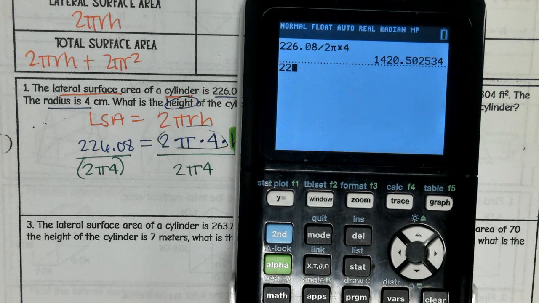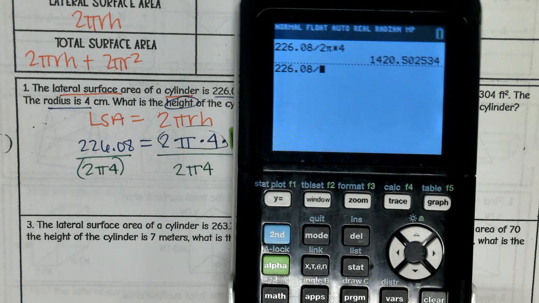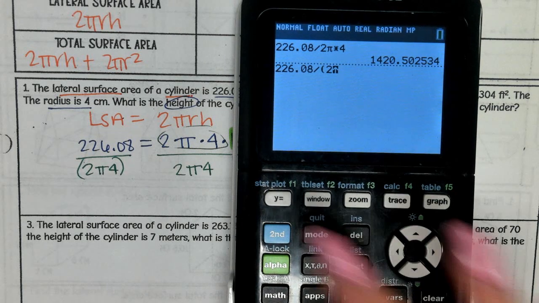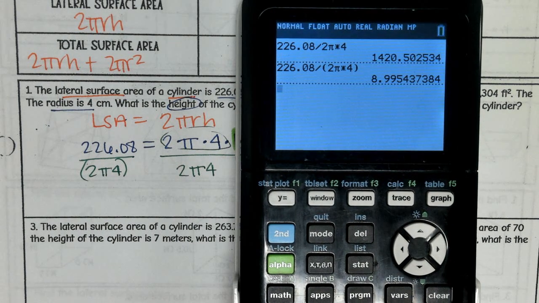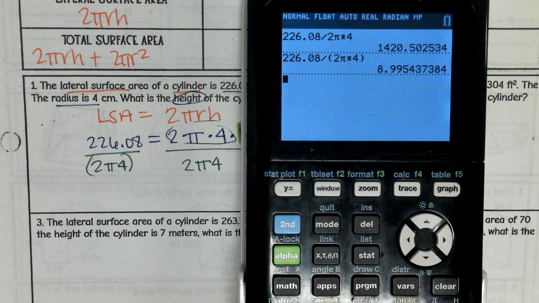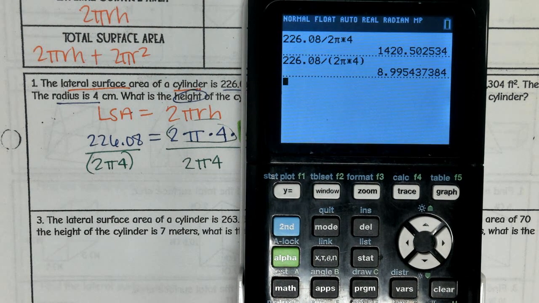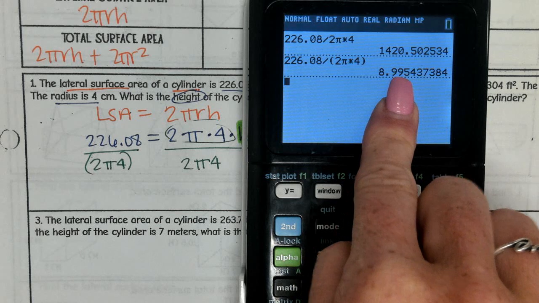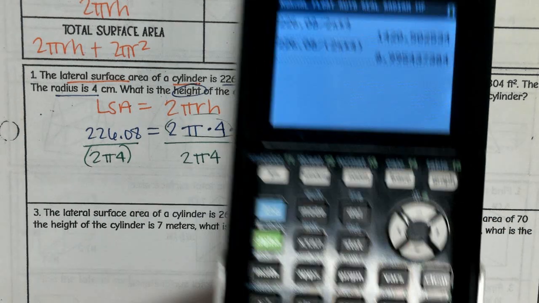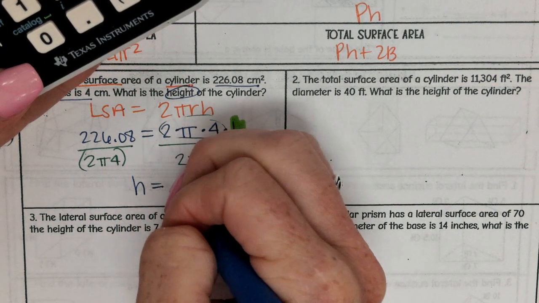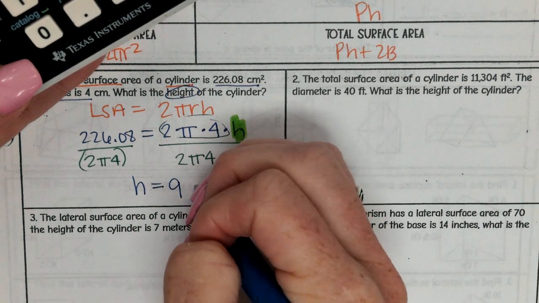So you can see that not putting it in parentheses is not going to work. So if I do this and I divide by and put this in parentheses, 2 pi times 4, that actually gives me the correct answer. So if I was rounding this to the hundreds place or tens place, that 99 is going to go up, and that 8 is just going to become a 9. So the approximate height is 9 centimeters.